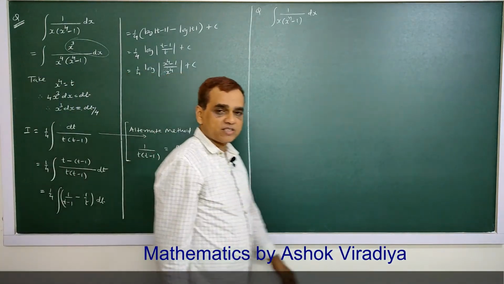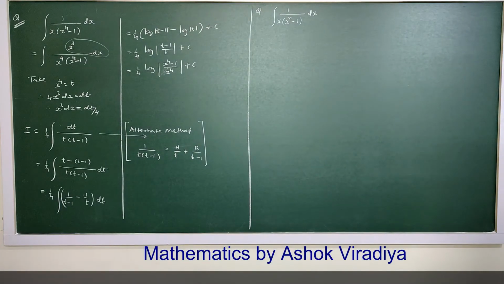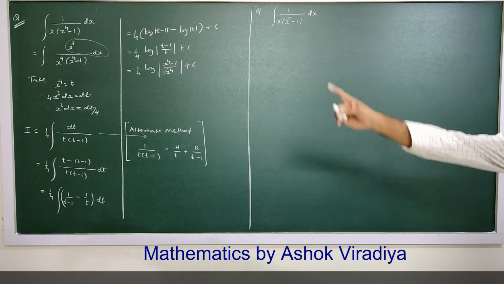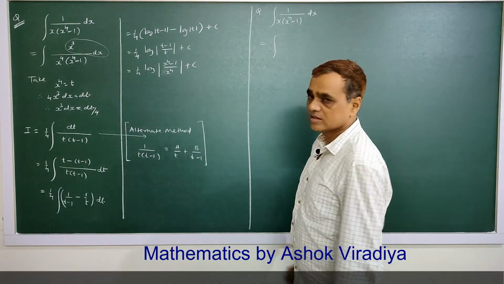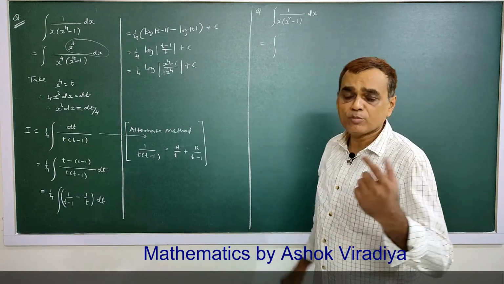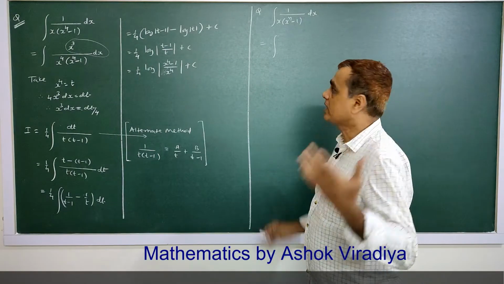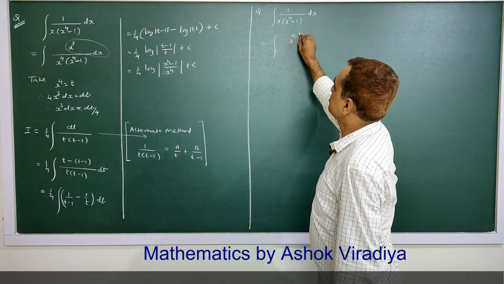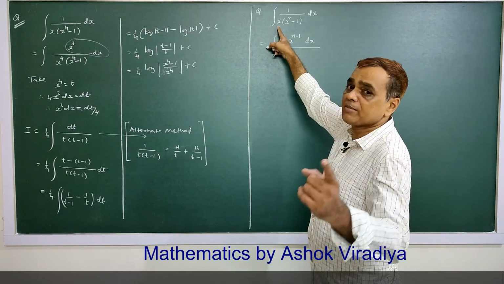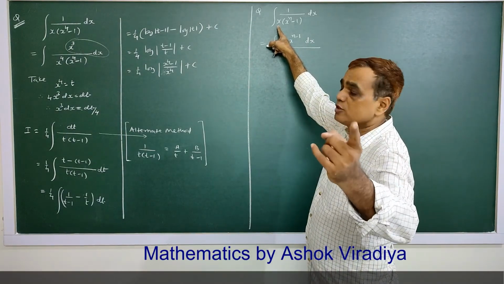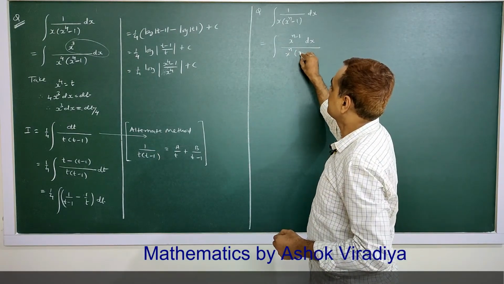Now a similar question. Integral of 1 upon x into x raised to n minus 1. Same procedure. Here, numerator and denominator are multiplied by x raised to n minus 1. So the numerator is multiplied by x raised to n minus 1, and the denominator is multiplied by x raised to n minus 1. So x raised to n minus 1 into x is x raised to n.